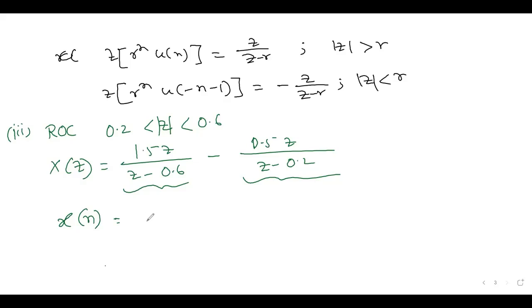It will be left hand side and this will be the right hand side. So this is the left hand side, because it is the inner circle. Here this will be 1.5 times 0.6 to the power n u of minus n minus 1, with a minus sign, and this will be the right hand side, so 0.5 times 0.2 to the power n u[n].